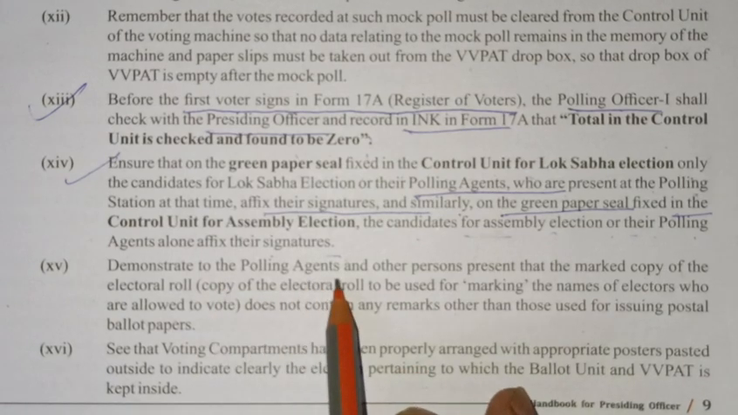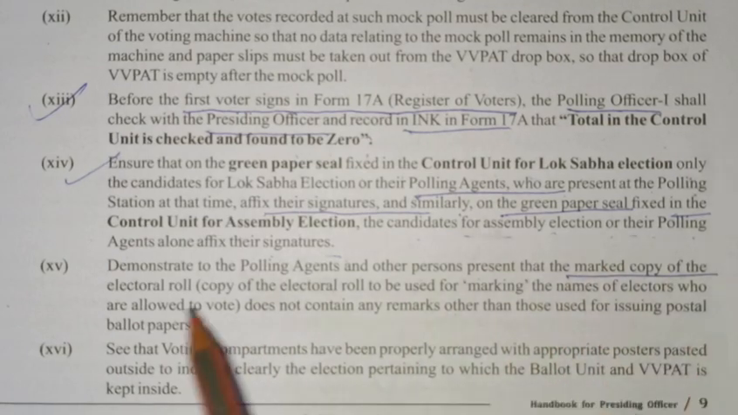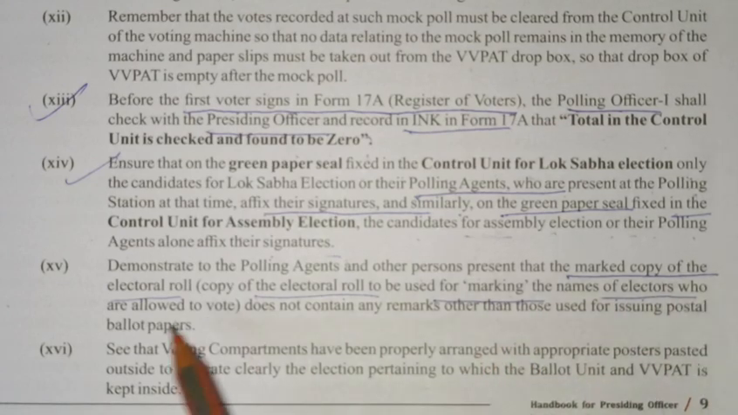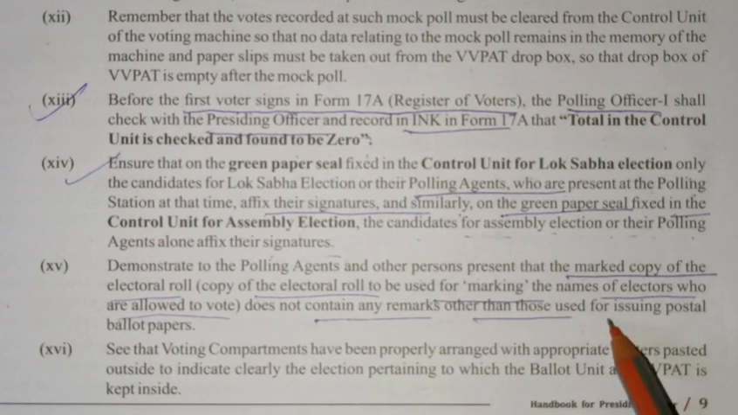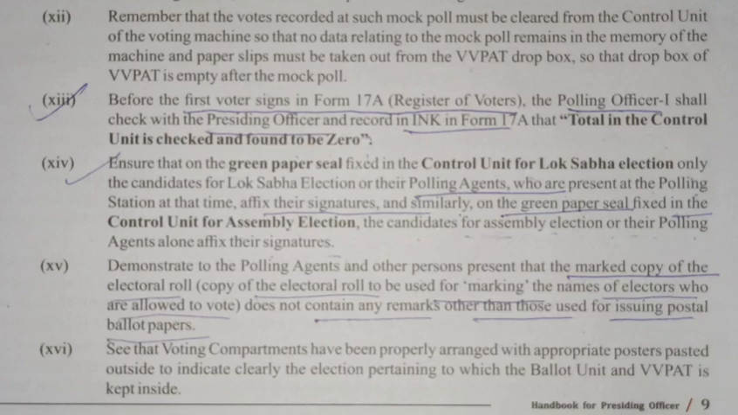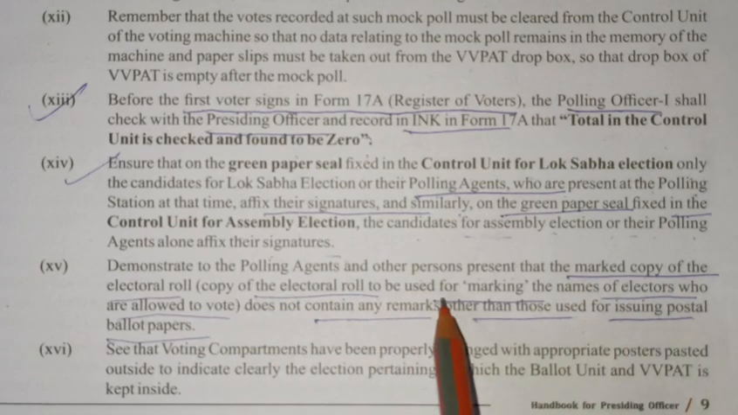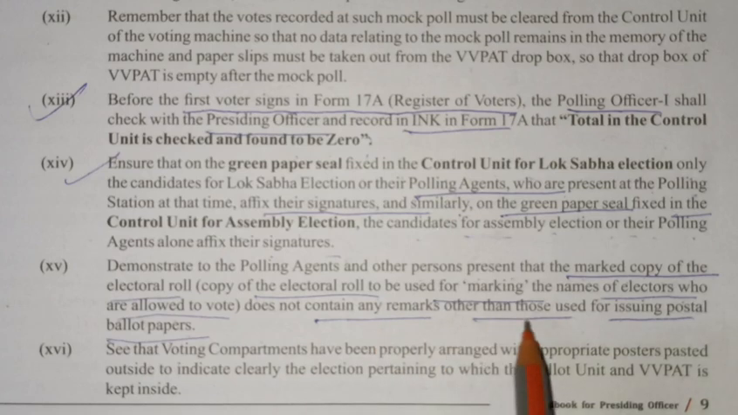Demonstrate to the polling agents and other persons present that the marked copy of the electoral roll to be used for marking the names of the electors who are allowed to vote does not contain any remarks other than those used for issuing postal ballot papers.